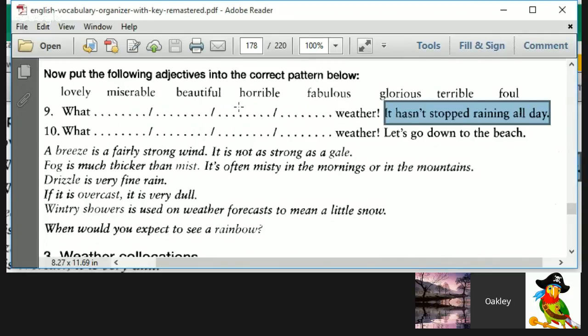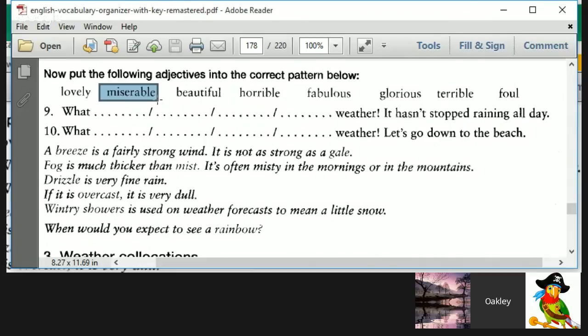Horrible. There's one. 3 more. And terrible. And there's 2 more. Foul. Foul weather, very common. And miserable. Miserable weather. Miserable is also very common, used by English speakers talking about the weather.